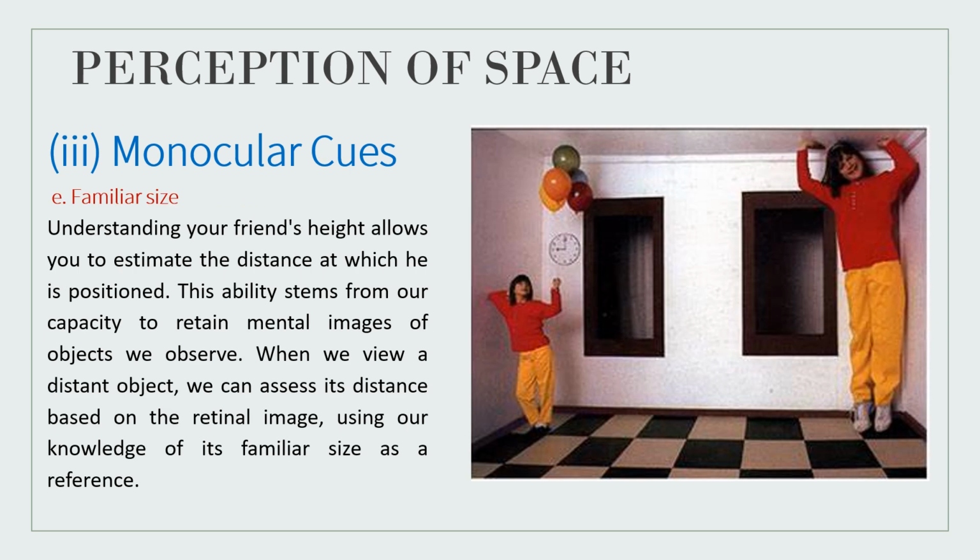Familiar size. This can be understood as your friend's height allowing you to estimate the distance at which he is positioned. This means if you work with a person and you know that person very closely, and you meet one of your friends daily, you have an idea of his height, his girth and the physical aspect of his body, so you can make out how far he is standing by virtue of your familiarity with the size.